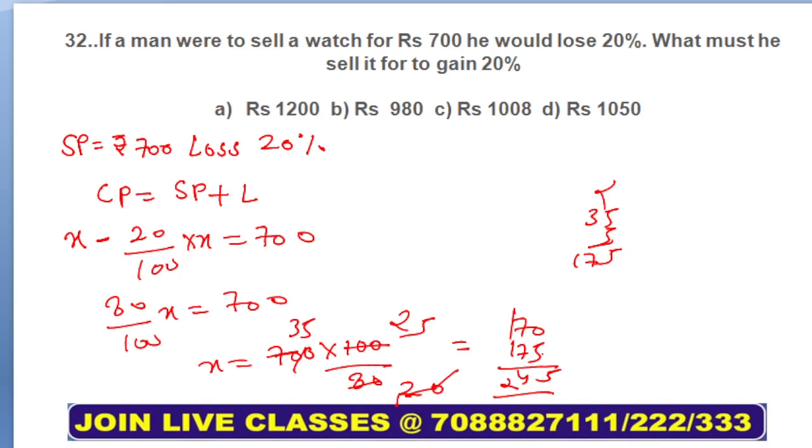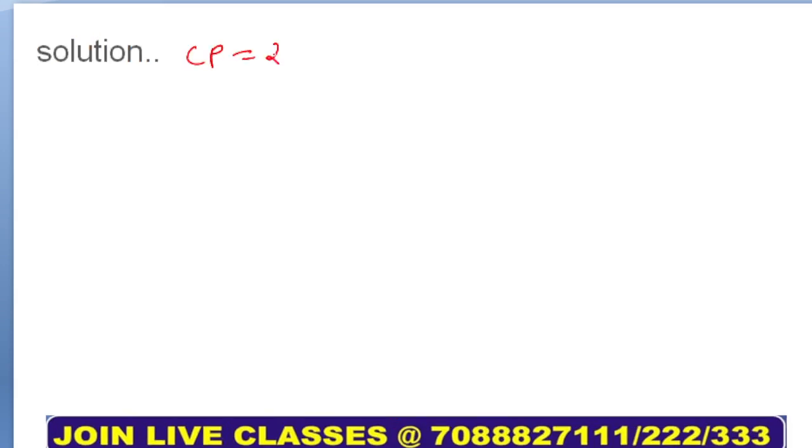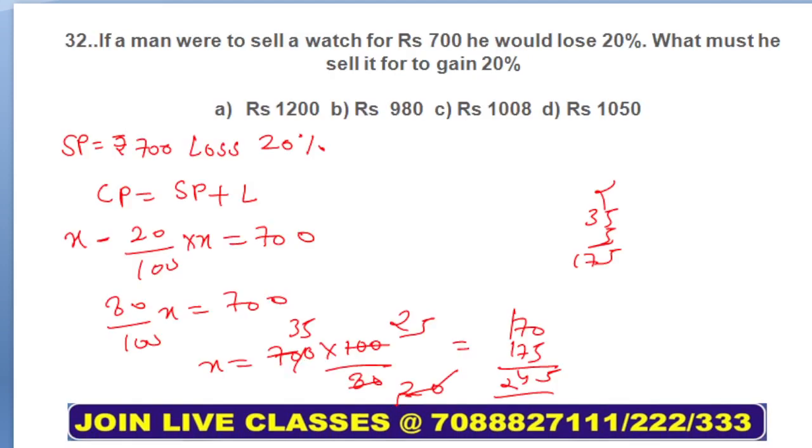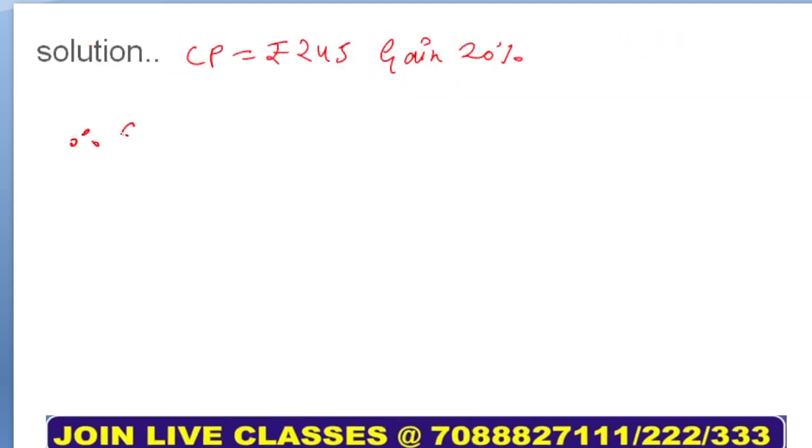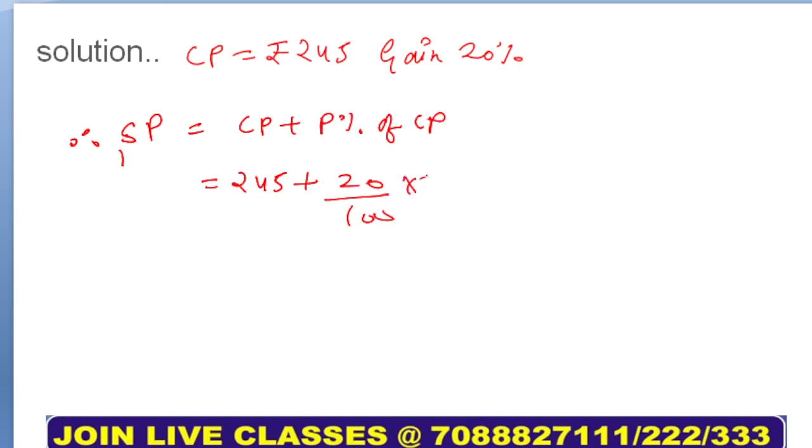245 is what came out, this is the CP. Now with the help of this CP, it says what must it be sold for to gain 20%. So if your CP is rupees 245 and the gain percent given is 20%, now you have to find SP. Therefore SP is CP plus profit percent of CP. What is CP? 245. Profit percent of CP is 20/100 into 245. Cancel it out: 21, 25, 5, 1, 5, 4s are 20... 5 4s are 25, 9s are 45, 245 plus 49.